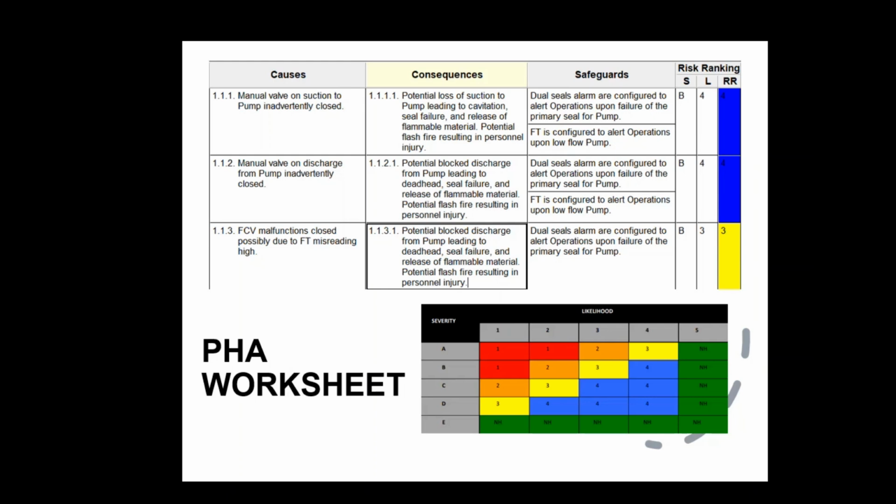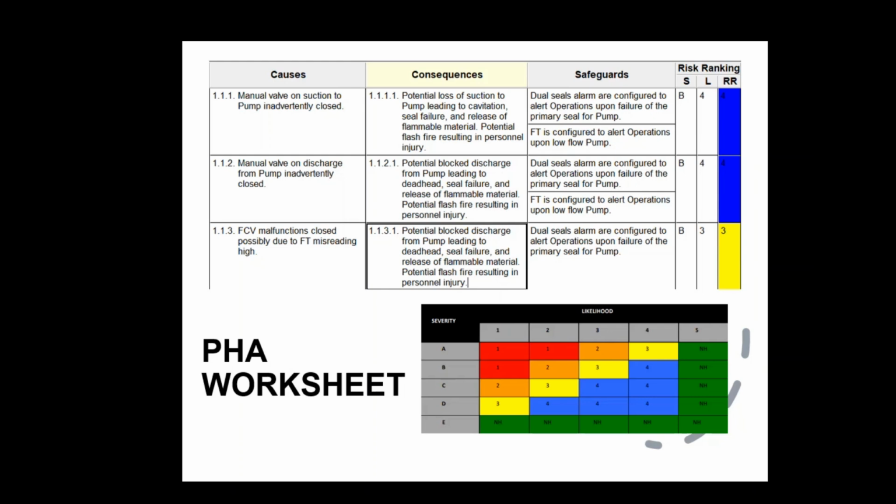Now for our safeguards. For this scenario, one of our safeguards might be dual seal alarms, which are configured to alert operations upon failure of the primary seal for the pump. And our second safeguard is that our flow transmitter is configured to alert operations upon low flow from the pump.